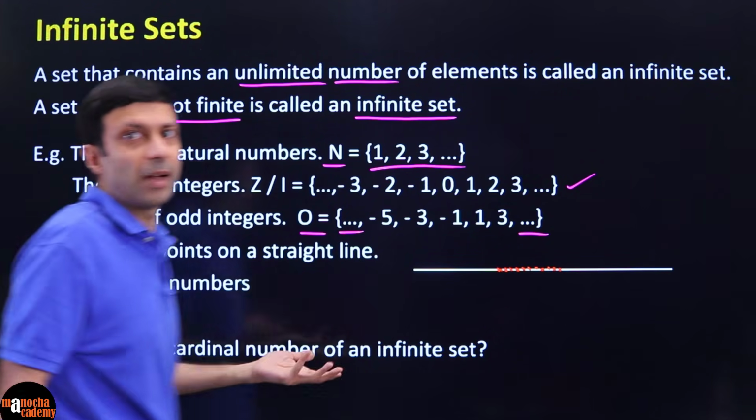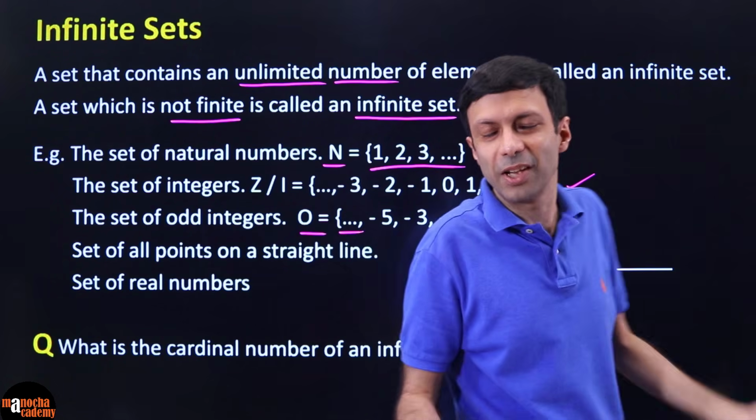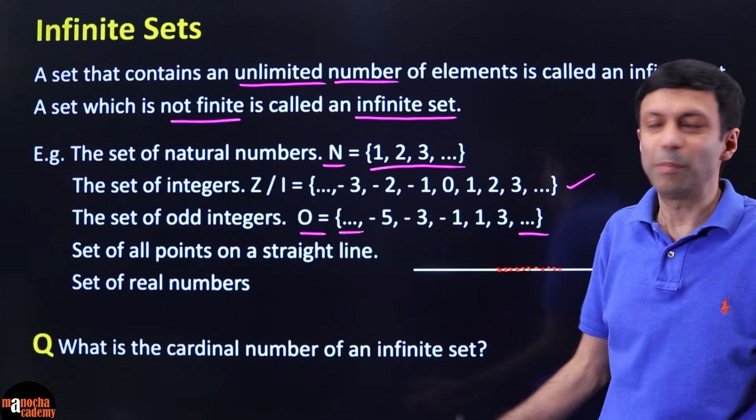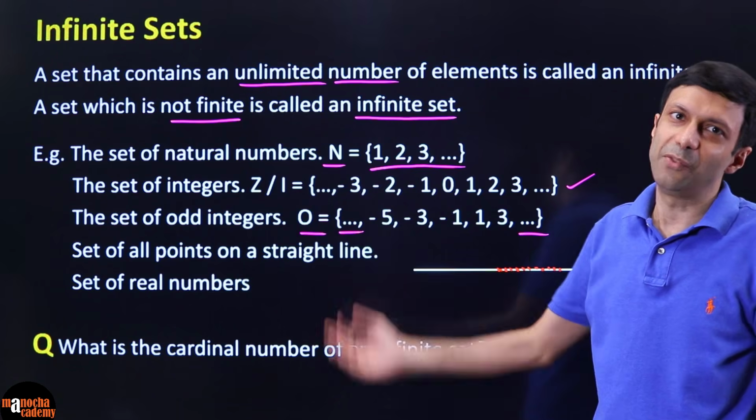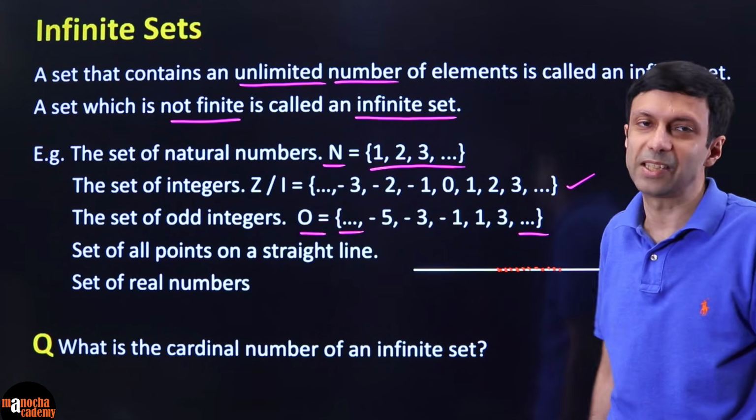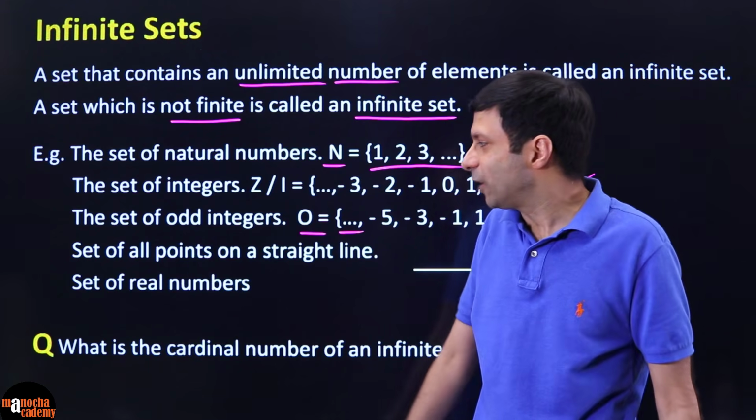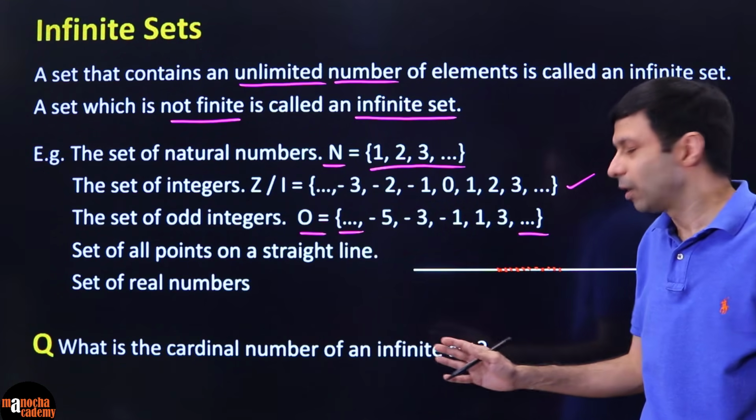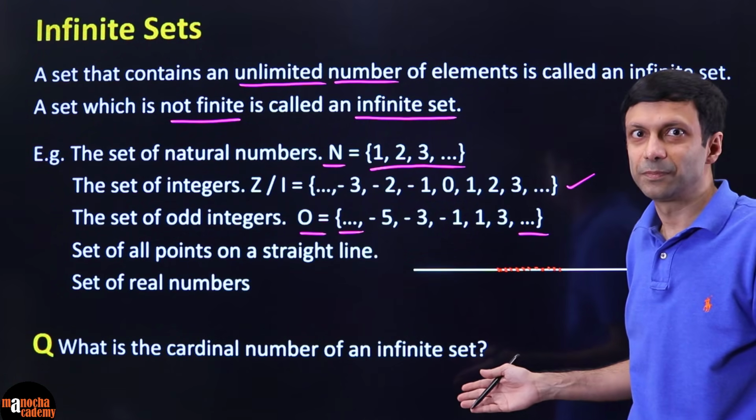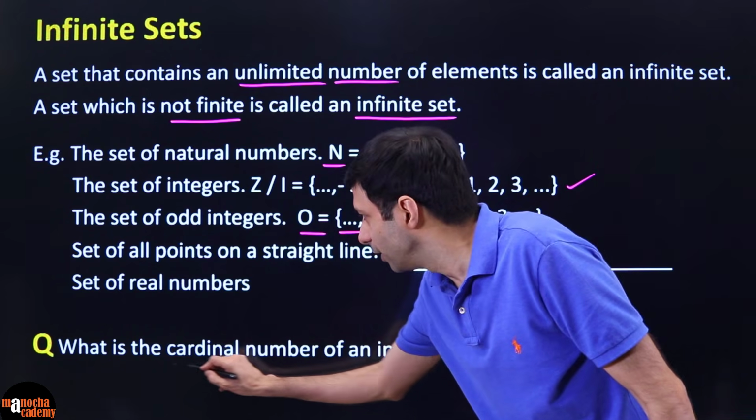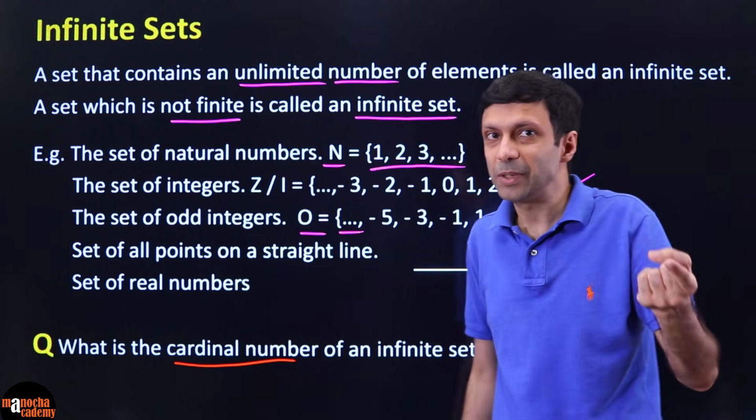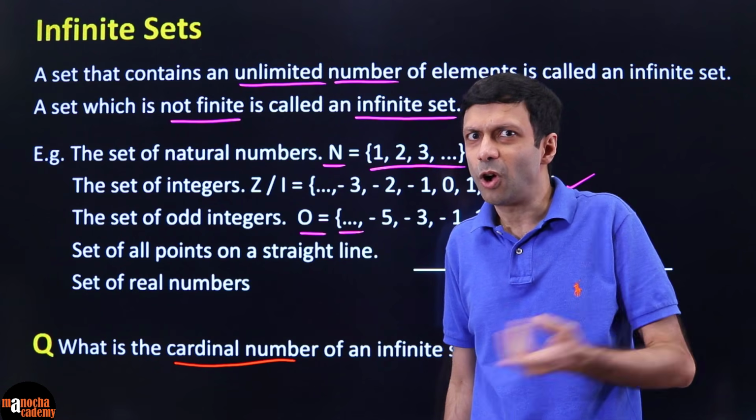How about set of real numbers? Real numbers, you know, they are represented once again on the number line, again an infinite set. So all these are examples of infinite set. Now an interesting question for you. Can you tell me what is the cardinal number of an infinite set? Remember, cardinal number means number of elements in that set. So how many elements are there?